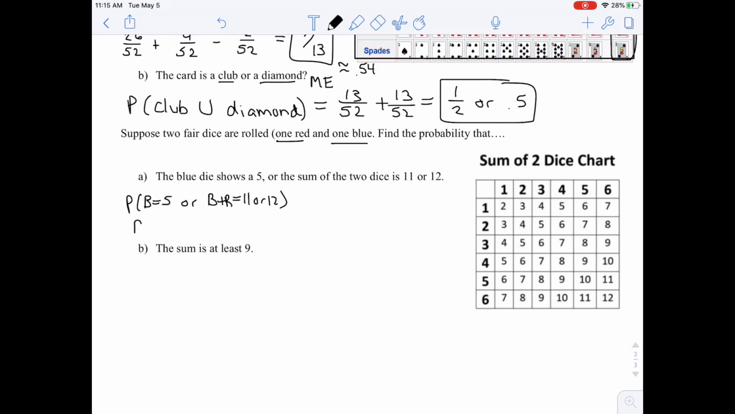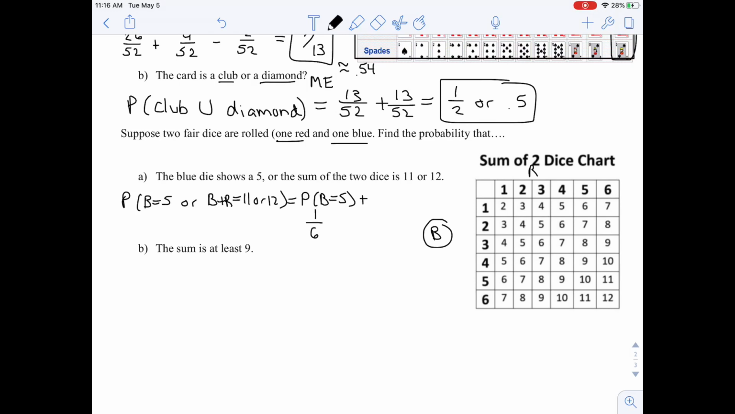So let's look at this. The probability that blue is 5. Okay, so we'll call this the blue die and the red die. Well, there are all the possible outcomes, and these are what we could see here. So we know though that blue is going to be a 5, 1 out of 6 times. So this is going to be 1 over 6. Plus, what's the probability that we sum to 11 or 12?